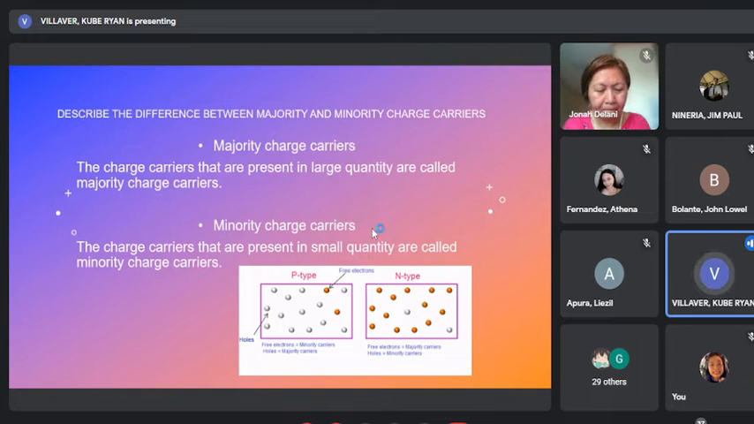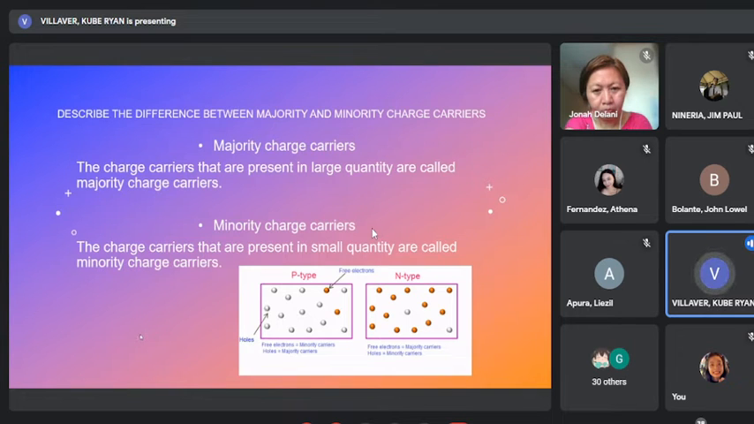While in a P-type semiconductor, there's an excess of positive charge carriers or holes. Hence, holes are the majority charge carriers in a P-type semiconductor. The holes, or the majority charge carriers, carry most of the electric charge or electric current in a P-type semiconductor.